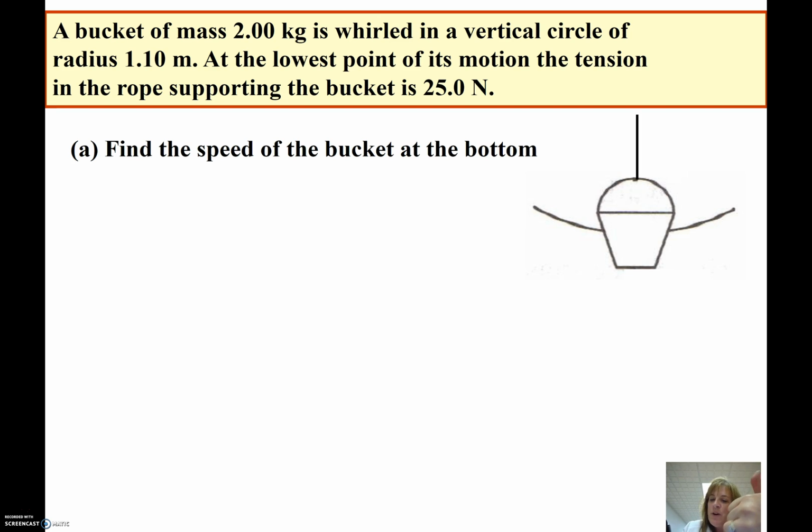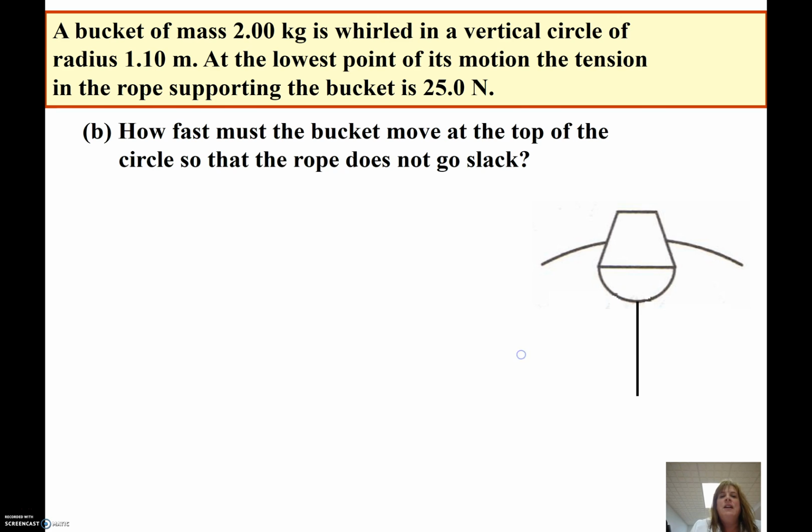So go back to the equations that we wrote together in the very beginning and see if you can solve this. There's your forces. And then part B is how fast must the bucket move at the top so that the rope doesn't go slack. So what is the critical speed of the bucket? So the rope wouldn't go slack when the weight, or the force of gravity, is keeping me in the circle, right? When that tension force is equal to 0. So what is that? Find the speed.